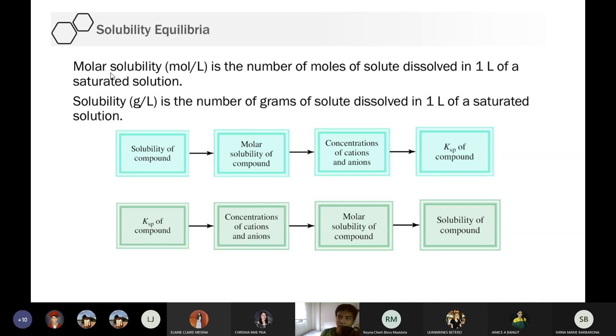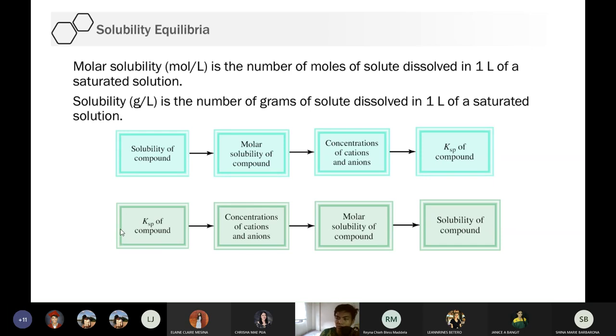So, again, anong kwento nitong dalawang to? This tells us the extent of dissociation of our ions at equilibrium. So sinasabi niya, by how much magdi-dissociate yung ating ions at equilibrium. Okay? So this is the general flow of the calculation. Suppose you're given the solubility, hinahanap yung Ksp. So you convert solubility to molar solubility. And then from the molar solubility, you plug it in the ICE table. Okay? Lalagay mo siya sa ICE table. Then, kung ano yung mga concentrations at the ICE table, yun yung ipa-plug in mo sa K to get the Ksp. Okay? At ito yung gagawin natin ngayon.